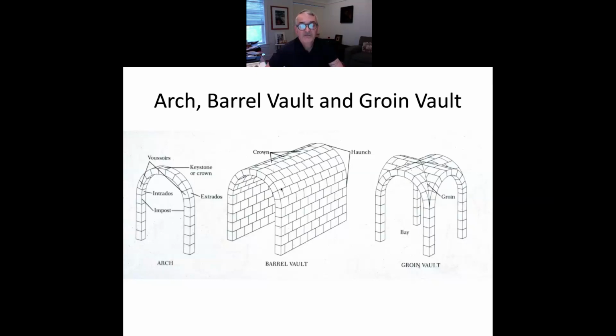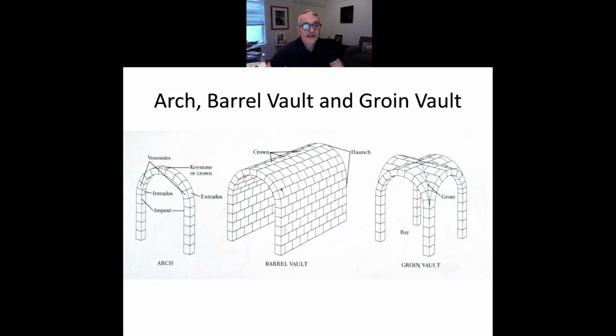Arch, vault, and dome are three architectural features that the Romans were really good at. They really developed them. As I think I mentioned last week or the week before, these were known to the Greeks and the Egyptians, but they didn't really use them. They didn't have the engineering down to be able to make them light enough that they could actually stand up, because stone is heavy, and if you don't get the engineering right, it'll all just be too heavy to stand.